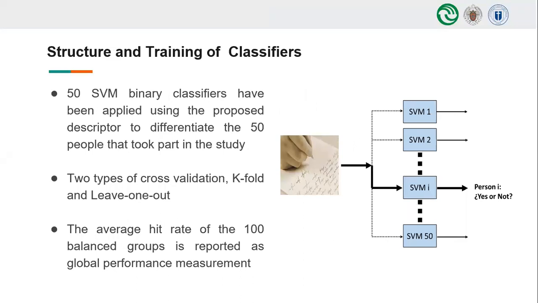50 support vector machine binary classifiers have been applied using the proposed descriptor to differentiate the 50 people that took part in the study. To carry out the experiment, 100 balanced groups were considered. Two types of cross-validation were used to test the robustness of the classification system: K-fold cross-validation with K=5 and leave-one-out cross-validation. The average hit rate of the 100 balanced groups is reported as global performance measurement.